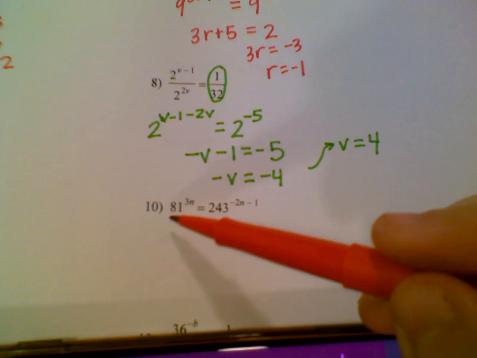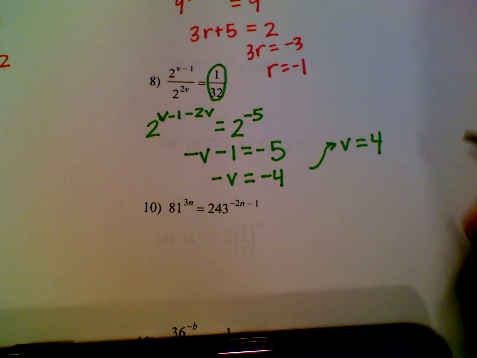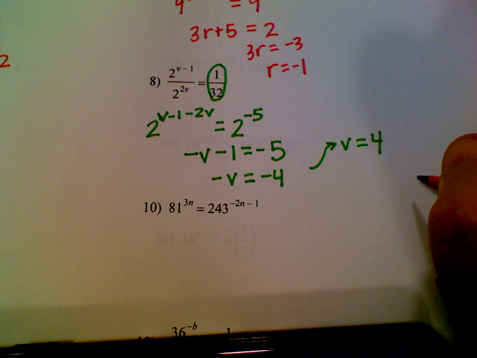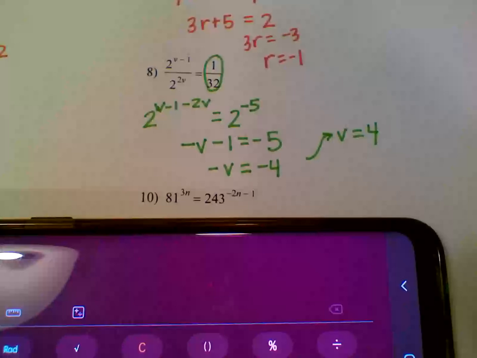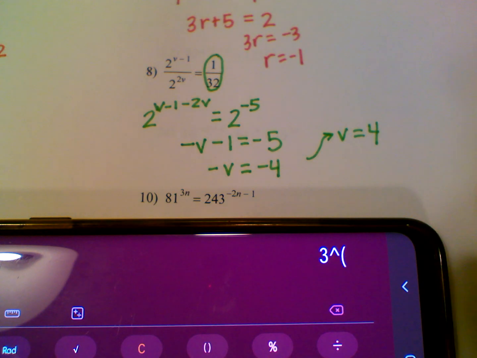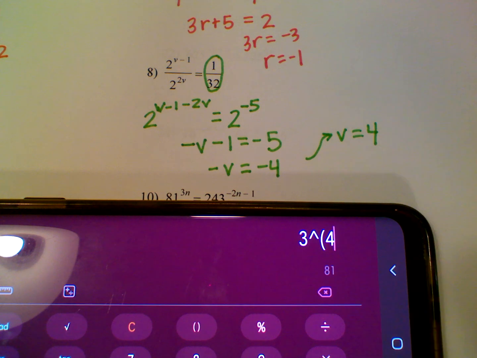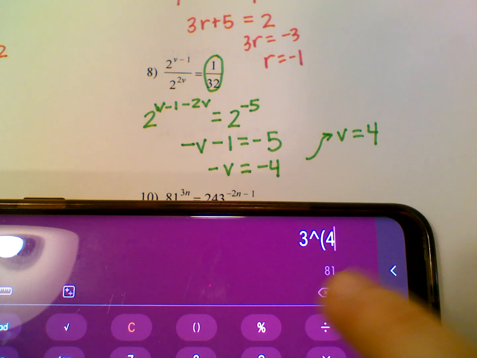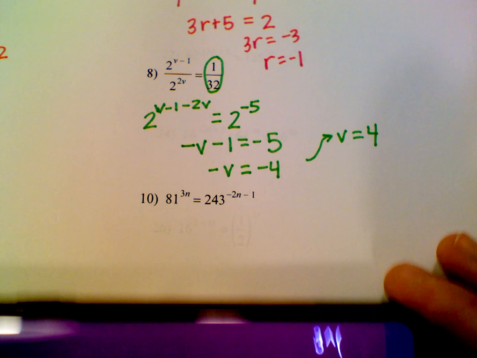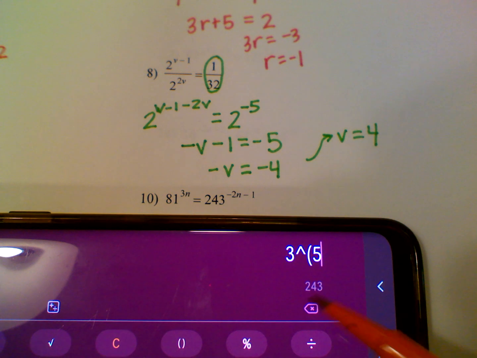And since we were talking about 9, think about the number 9. 9 is also a perfect square. And the square root of 9 is 3. And so 81 is also 3 to a power. So if it's 9 to a power, it's also 3 to a power. So I'm going to think it's 4, yeah. So 3 to the 4th power is 81. And then for 243, we can check 3 to maybe the power of 5. 3 to the power of 5 is 243.